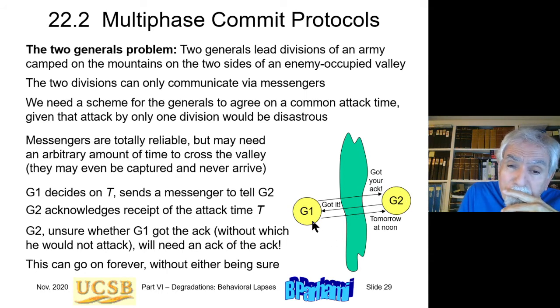Okay, so this is the problem of coordinating independent agents in a distributed system under unreliable communication. Even if the communication is completely reliable, you still have that problem that the two agents are independent and one of them can malfunction and not do its part of the transaction.